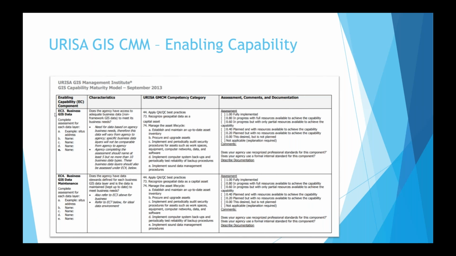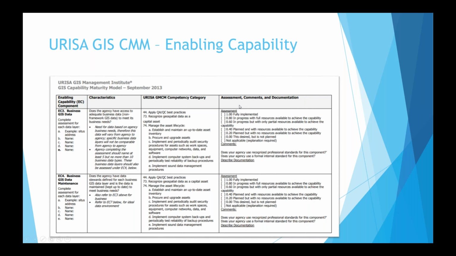So here's an example of the enabling capability section of the CMM. You should be able to see the question. This one is asking about business GIS data. It's asking, does the agency have access to adequate business data to meet its business needs?